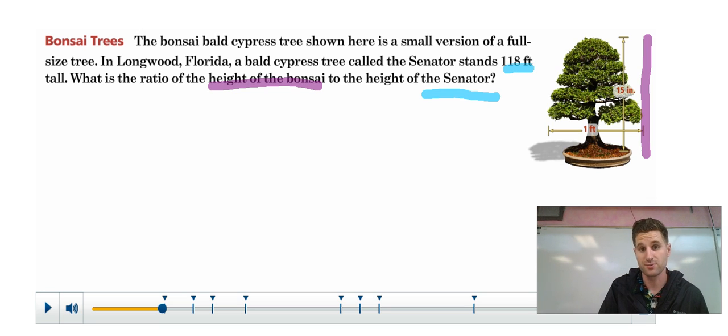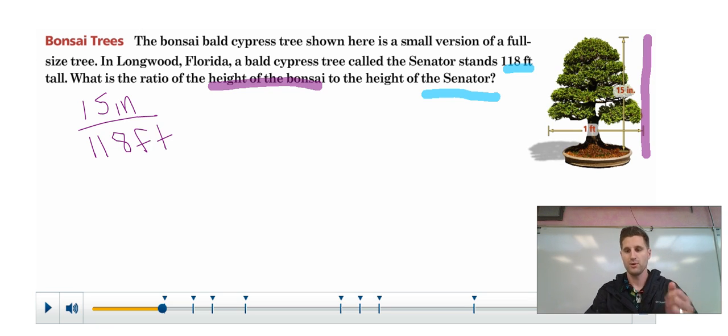If we want to do this, we can do it pretty easily. It said bonsai to Senator, so we're going to put bonsai on top. So we can just write 15 inches over 118 feet. Now here's the problem. When we talked about ratios in the beginning, the definition said we want it to be in the same units. Same units. Inches and feet are not in the same units, so we don't want to leave it like this, so we need to make a conversion.